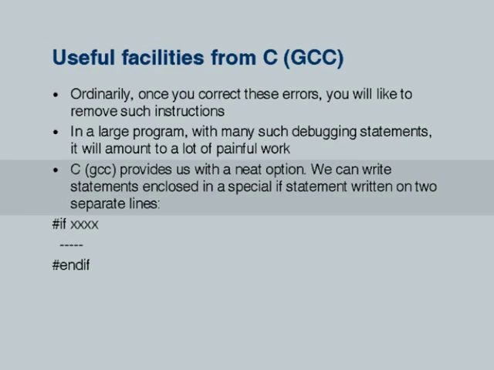The C programming environment under the GCC compiler system provides us with a neat option. So, in fact, in our C programs, we can write statements enclosed in a special if statement. What is that special if statement? Hash if XXXX, then statements, hash endif. This defines a special block in our program. Notice that both these statements start with a hash sign. You have already encountered some such thing, hash include something something.